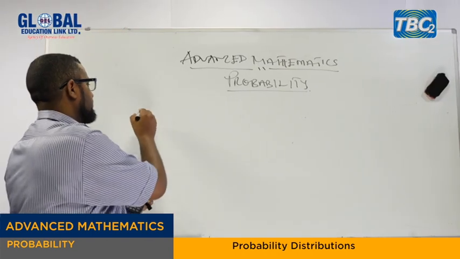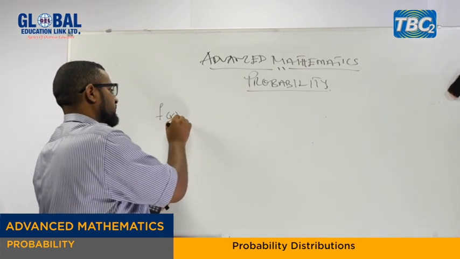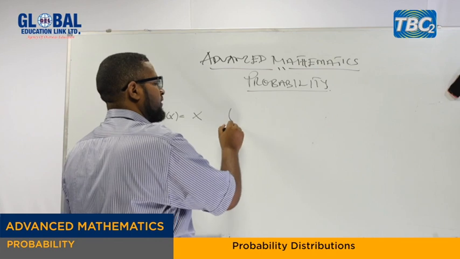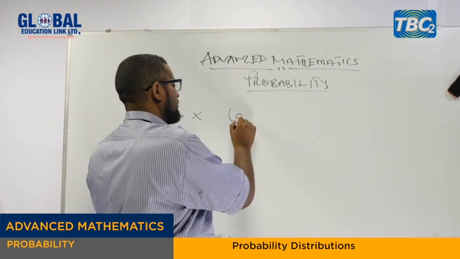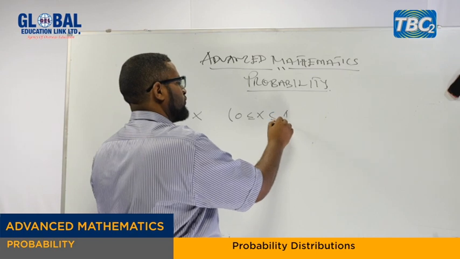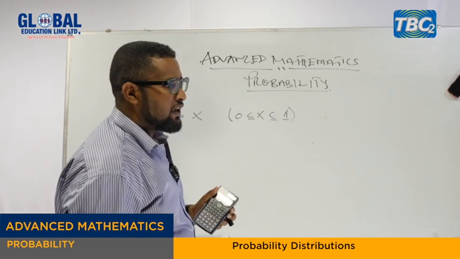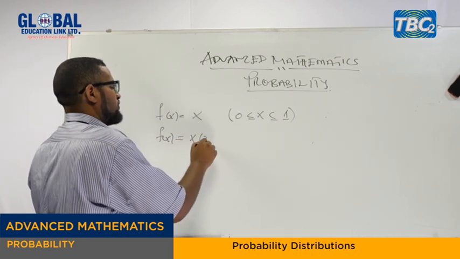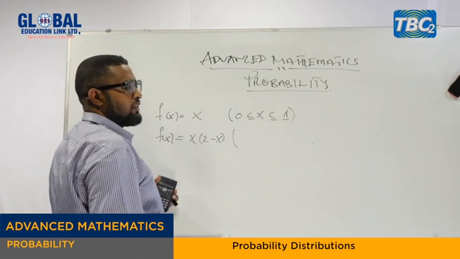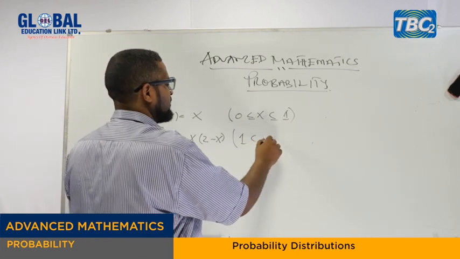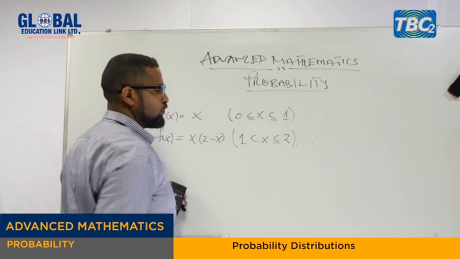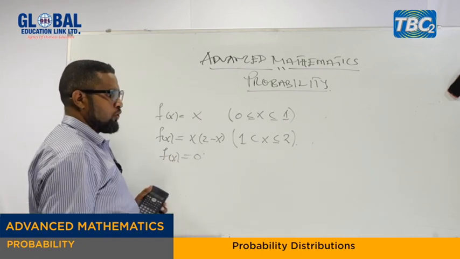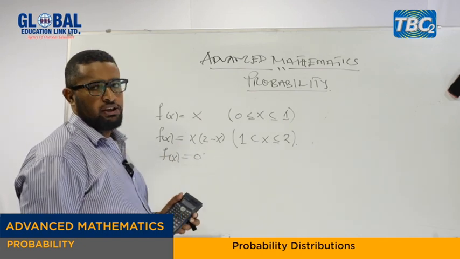We are given a function f of x equal to x, with the limit from 0 less than x less than or equal to 1. Also, we are given another function, f of x equal to 2 minus x. The interval is 1 less than x less than or equal to 2. And the third function is f of x equal to 0, which we normally neglect when doing calculation.